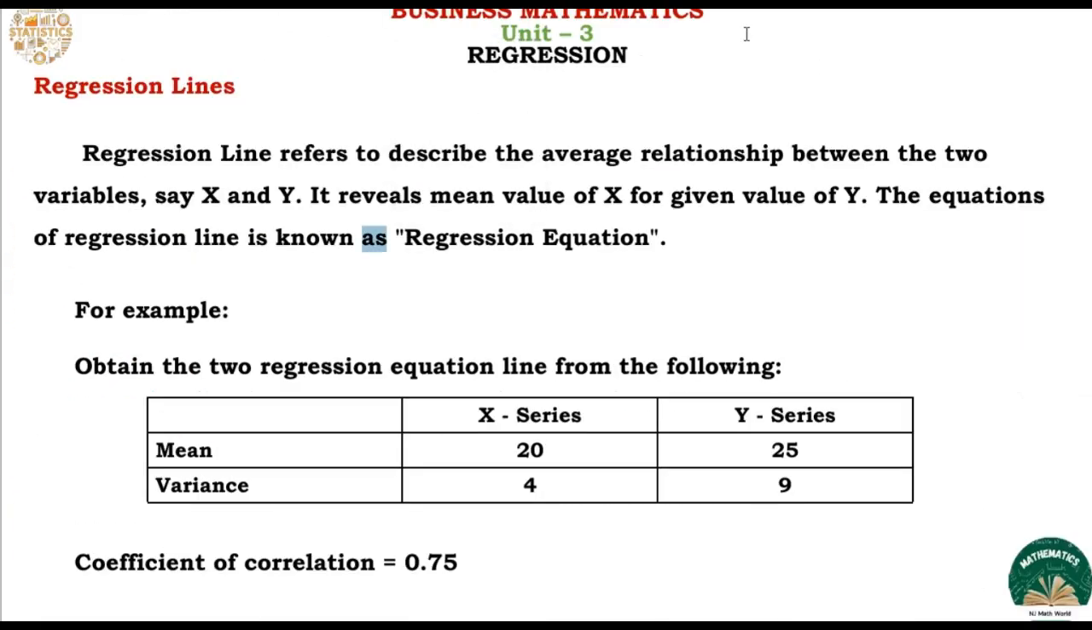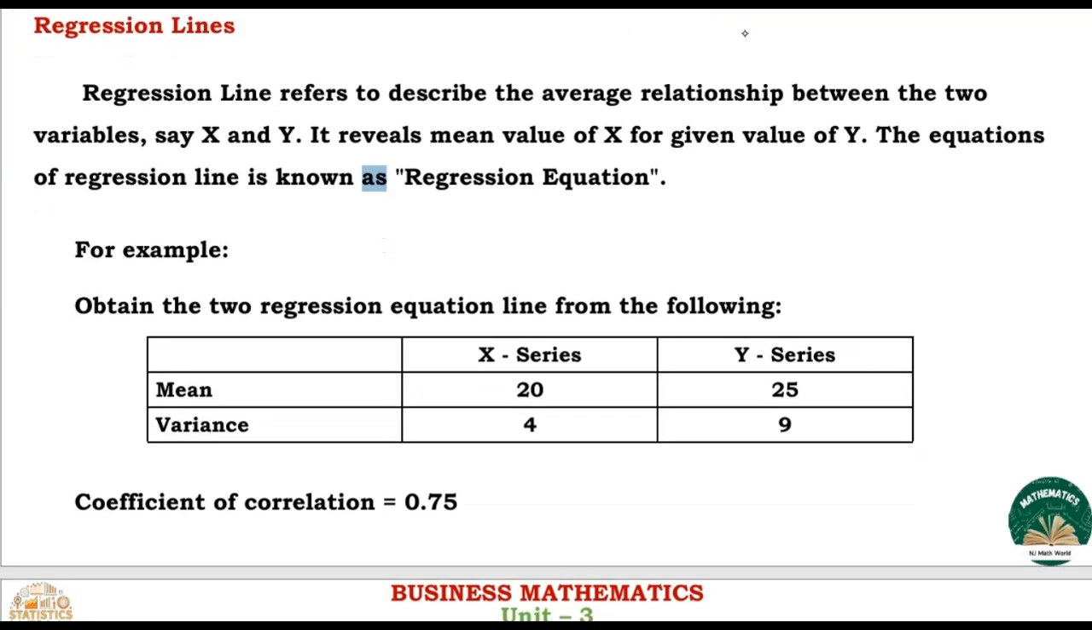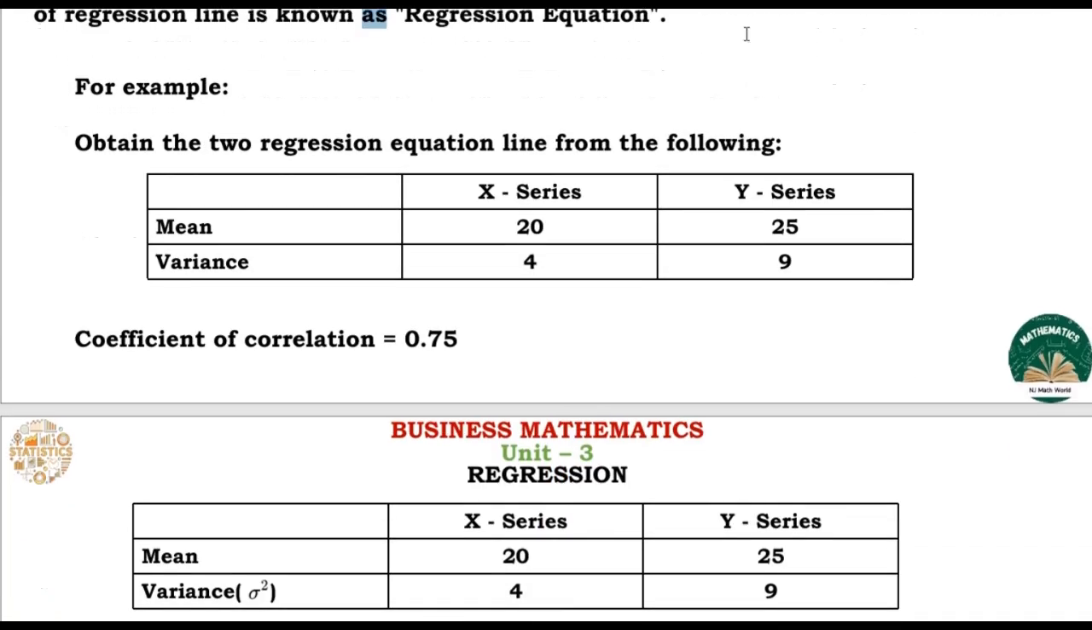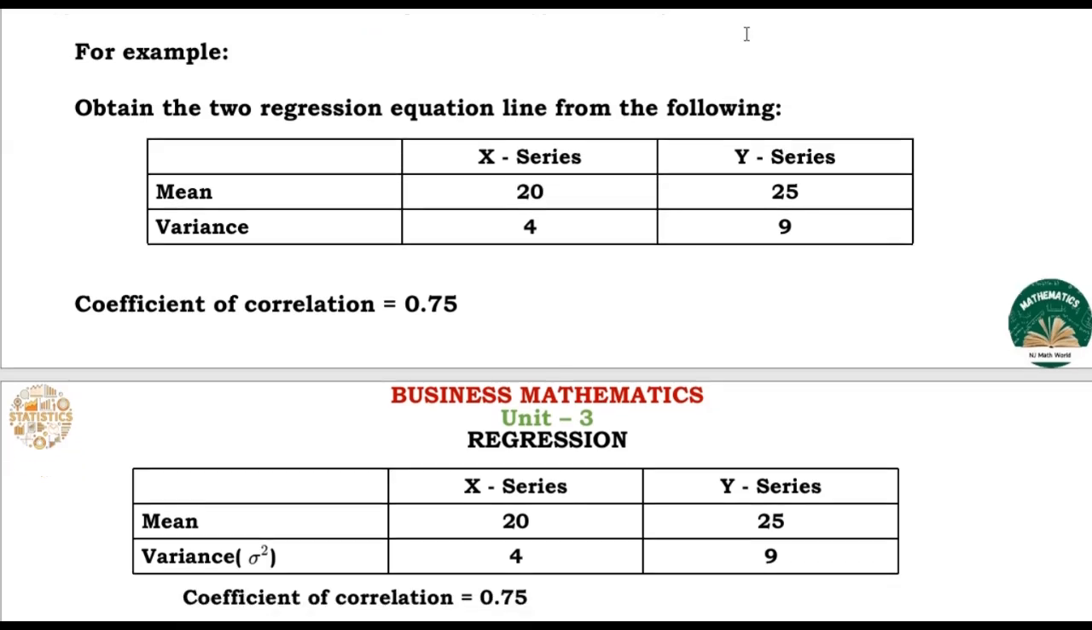The regression line describes the average relationship between two variables x and y. It reveals the mean of x for a given value of y. The equation of the regression line is known as the regression equation. So we shall solve some problems now. For example, they'll give you the mean and variance, and we have to find the regression equation line.